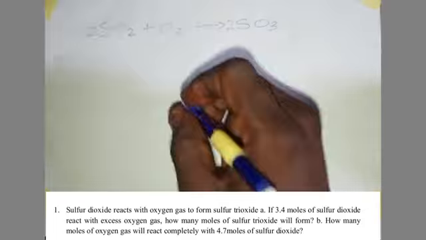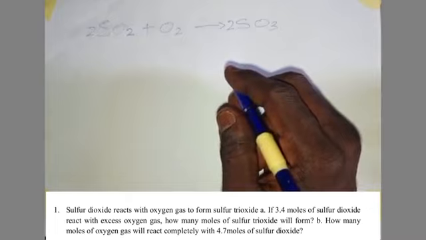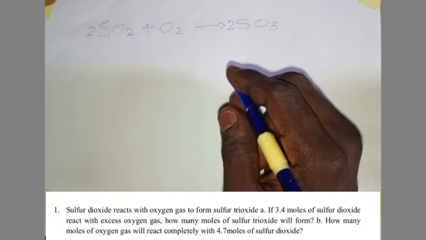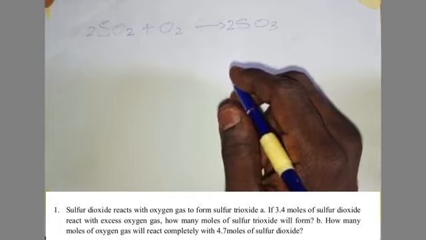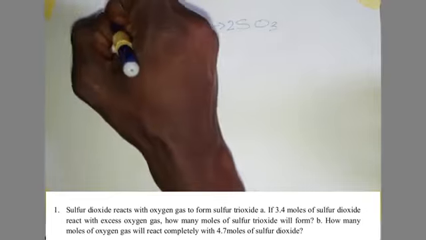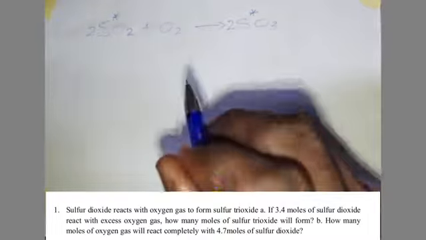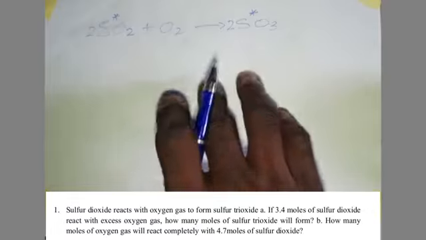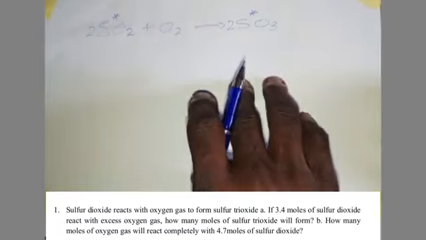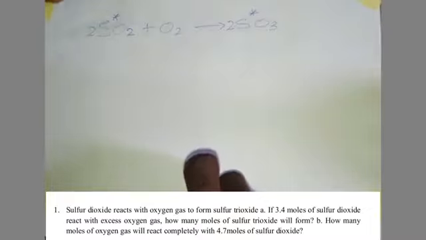Let's solve the A part of the question that says, if 3.4 moles of sulfur dioxide react with excess oxygen gas, how many moles of sulfur trioxide will form? From this question, we can see that the stoichiometry here connects sulfur dioxide with sulfur trioxide. Anytime you are being told that a particular reactant is in excess, it is a clear indication that the amount of that reactant will not be provided and you don't need it for your calculations.